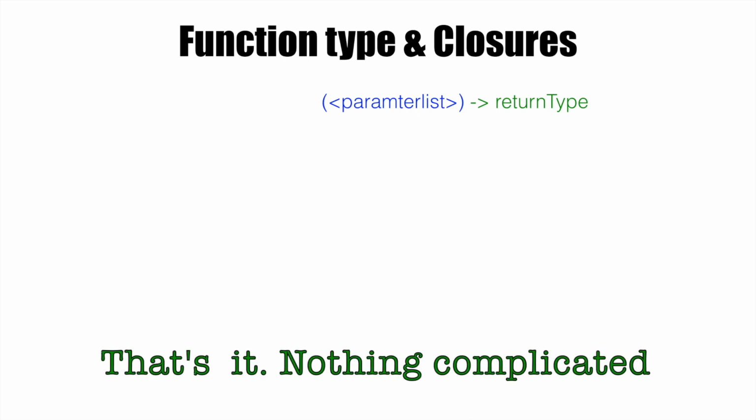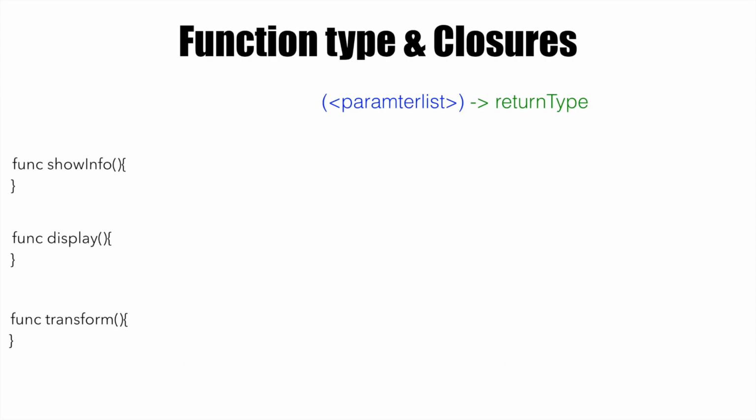What I mean by that is, let's assume that I have functions show, info, display and transform. They are all different functions because they all have different names, but one common feature among all of them is they don't take any parameter list and the return type is void. They don't return anything also.